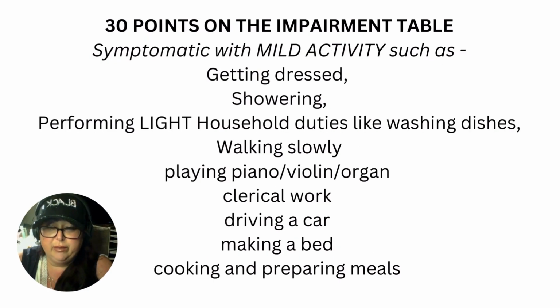30 points on the impairment table means that you're symptomatic with mild activity, with things such as getting dressed, showering, performing light household duties like washing the dishes, walking slowly and for short distances, playing the piano, driving a car, making your bed, and cooking and preparing meals.